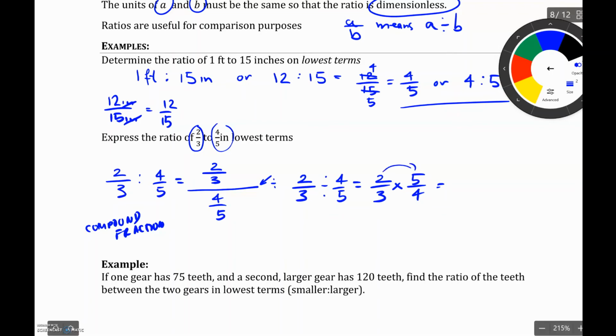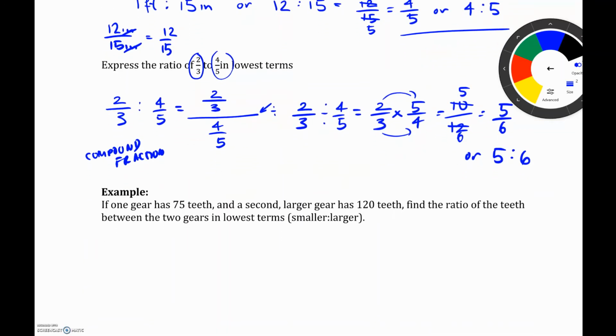Then we could multiply numerators, multiply denominators. 2 5s 10, 3 4s 12, but then we reduce. 2 into 10, 5 into 12 goes 6, so it's now going to be 5/6 or 5 to 6.